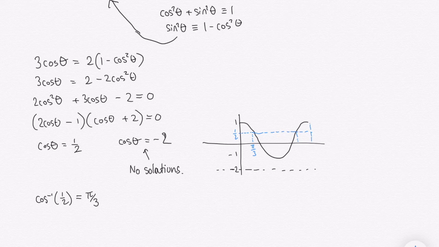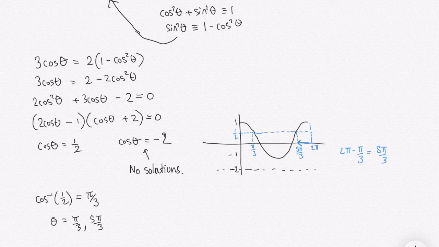Well, we know that this maximum value occurs when theta is 2 pi, so our other value of theta is going to be 2 pi subtract pi over 3, which is 5 pi over 3. So we have another solution of 5 pi over 3. So the final solution to this equation is theta equals pi over 3 and 5 pi over 3.